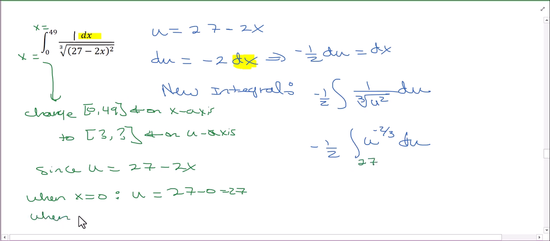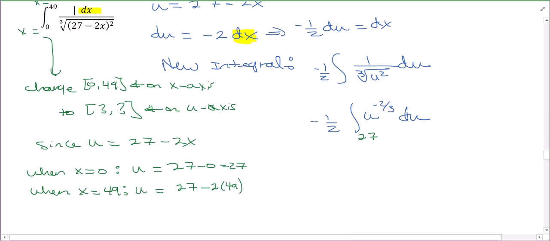The top limit is 49, so when x is 49, u is what? 27 minus 2 times 49. So what is that equal to? And that's negative 71. So we can put that in there. And I know some of you are going to be like, wait, what? Why is that the positive and that's negative? This should be backwards. Don't worry about it, right? That's how it just translates.